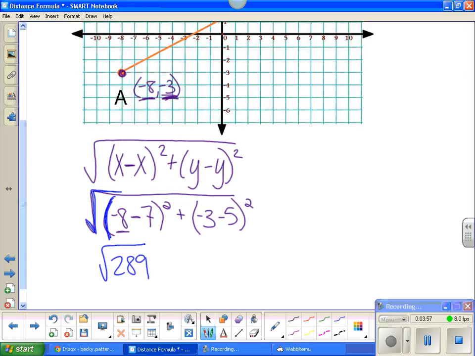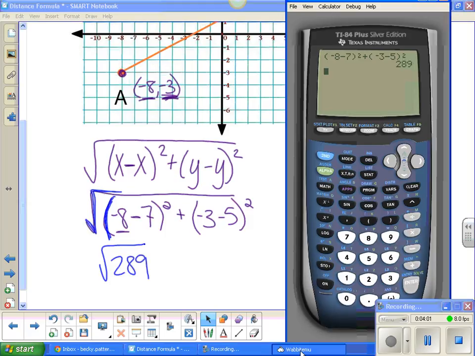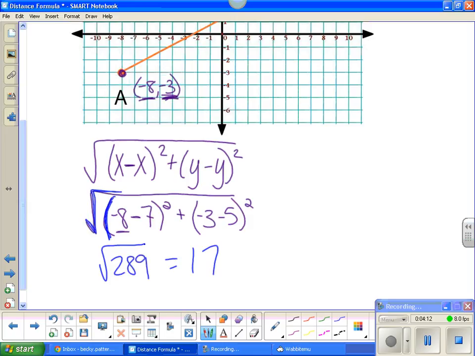So now what I need to do is see if that is a perfect square. So I'm going to square root 289, and I get a 17. If I had gotten a decimal, I probably would have gone back and left it as that, but because it's a perfect number, I'm going to go ahead and give me the 17.